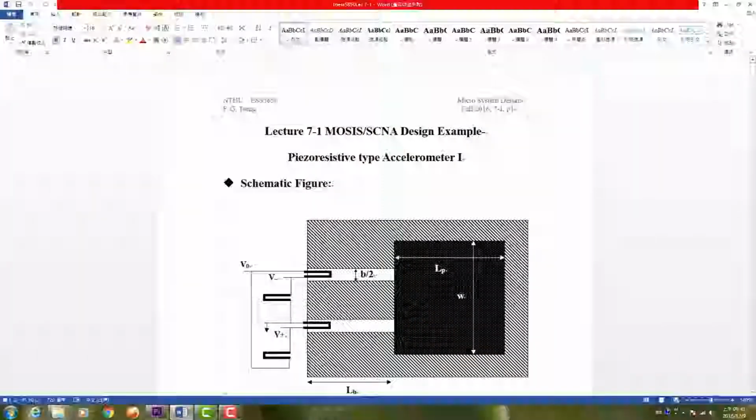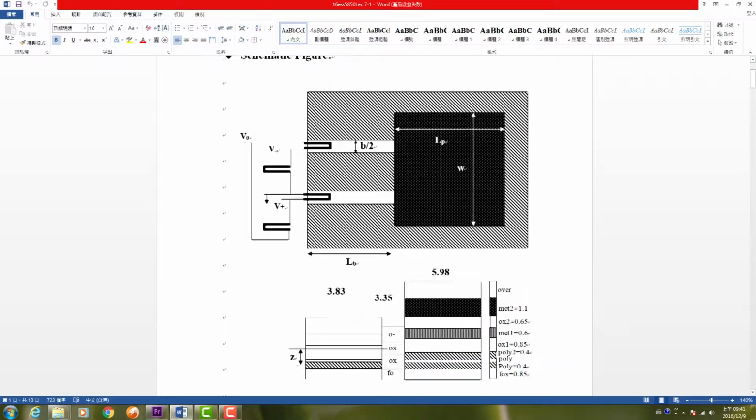We first give the first example on the piezoresistive type accelerometer. I think you have seen these pictures many times. Now I'm going to give you a little more detail about the meaning and structure of this kind of design. Currently we are going to use a CMOS process to design an accelerometer. The accelerometer consists of a proof mass, so you can see the top view and also the cross section. The cross section is here.